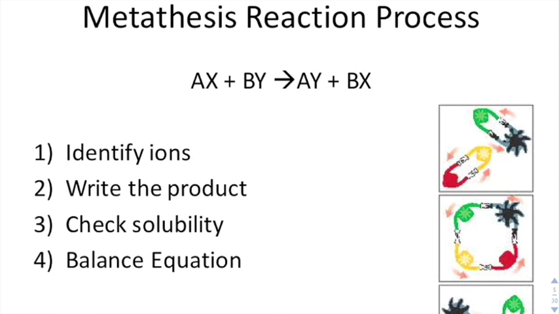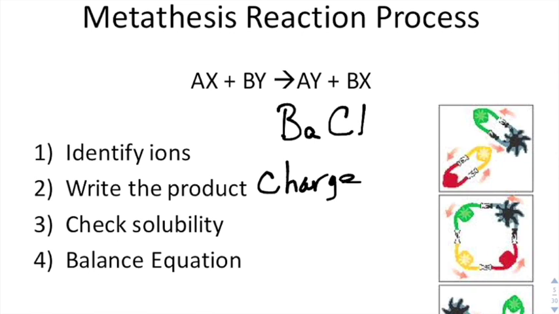Okay, a metathesis reaction is another way of saying a double replacement reaction. Sometimes it's called a precipitate reaction. Whenever you do this, as always, you identify the ions and you write the product. When you write the product, you're looking for conservation of charge. Something like this wouldn't work because barium has a +2 charge and chlorine has a -1 charge, so that doesn't balance in terms of charge. You'd have to write it as BaCl2. Then you check the solubility and balance the equation.